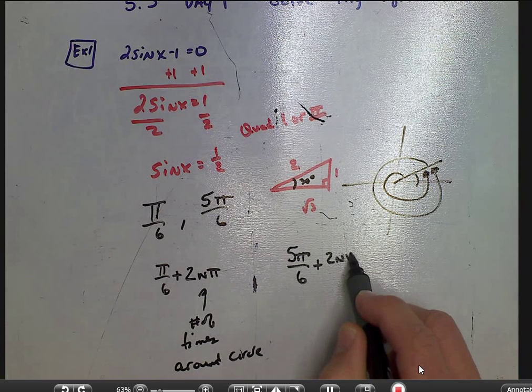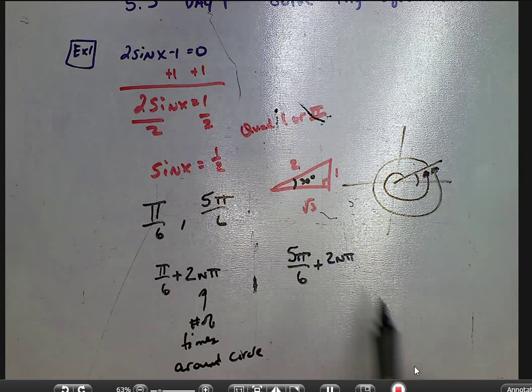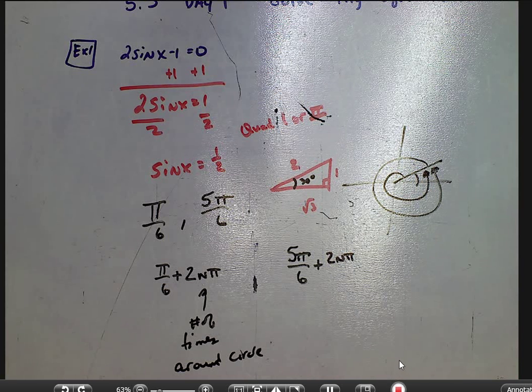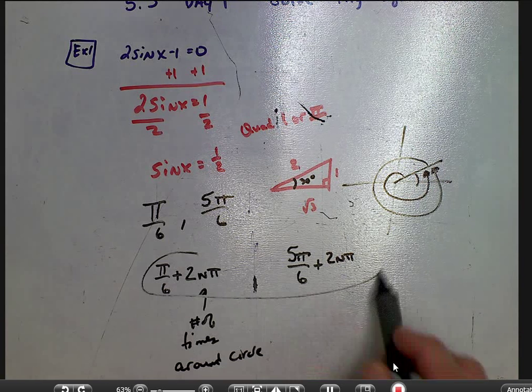Another way to think about adding 2 n pi is just because sine repeats itself every 2 pi units, or because 2 pi was the cycle or the period when we graphed it. So it repeats itself every 2 pi. We just use n to indicate that it can go on forever and ever. So here's the answer on example number 1.